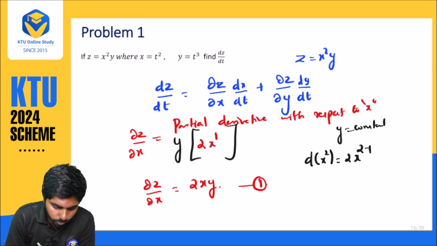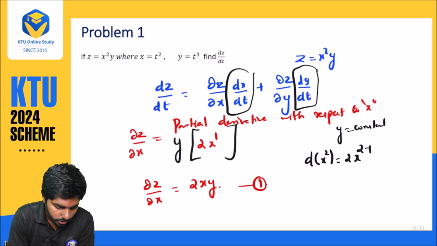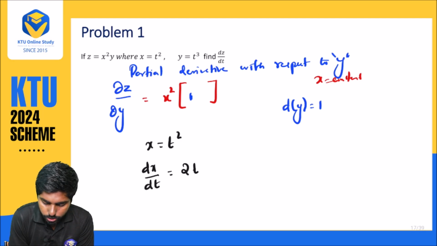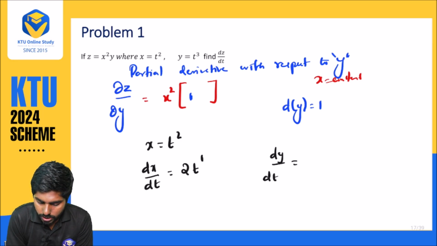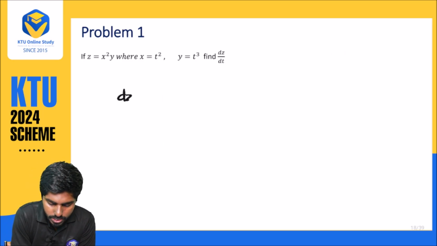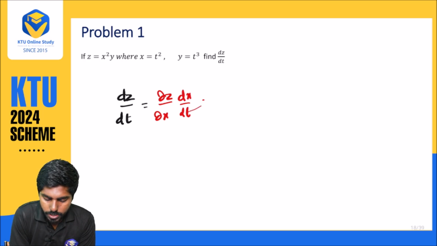Now according to the formula, what do we want to identify? Now dx/dt and dy/dt we want to identify. x is equal to t square, so dx/dt is nothing but 2 into t power 1. Similarly, dy/dt: y is equal to t cube, so it will become 3 into t square. So just apply the formula. The formula is dz/dt is equal to ∂z/∂x into dx/dt plus ∂z/∂y into dy/dt.